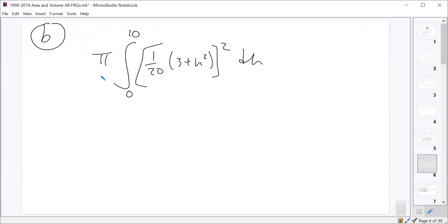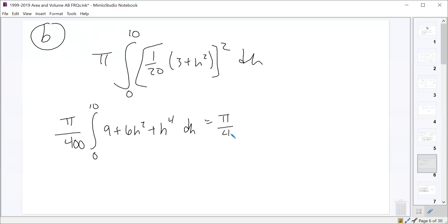1/20 times 1/20 is 1/400. We can bring that out front. Pi over 400 times the integral from 0 to 10. If I distribute 3 plus h squared out, what does that give me? 9 plus 6h squared plus h to the 4th. And then you just integrate and evaluate. Pi over 400, 9h plus 2h cubed, and then plus h to the 5th over 5. Good or no?